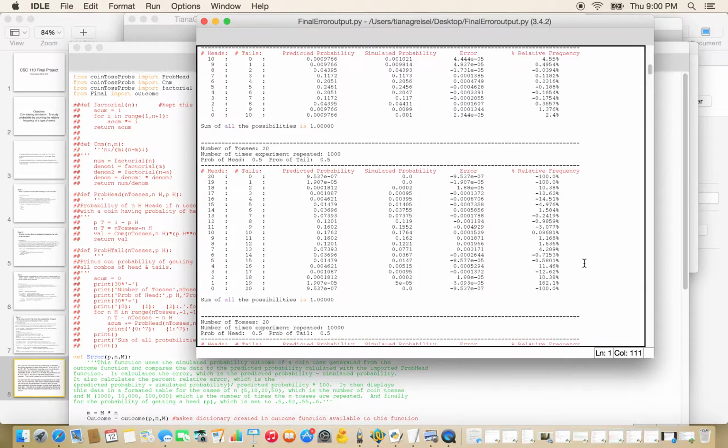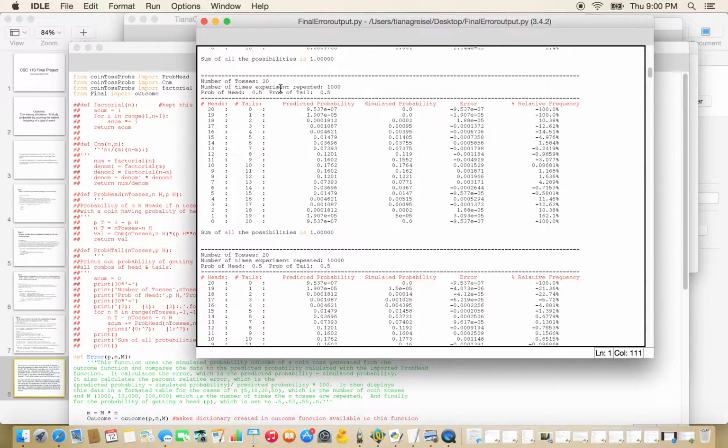But where you start getting larger percent relative errors is down here for like 20, where my simulated probability was 0. Predicted probability is 9.537 times 10 to the negative 7. And that's a negative 100% error. And at first that really made me worry, but since percent relative error is predicted probability minus the simulated probability over the predicted probability times 100, and since my simulated probability is 0, the predicted probability divided by the predicted probability is going to be 1, and that's how I get it, times 100% error.